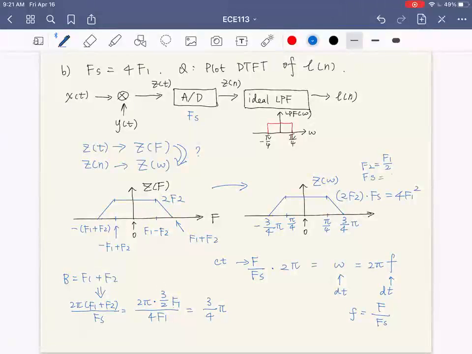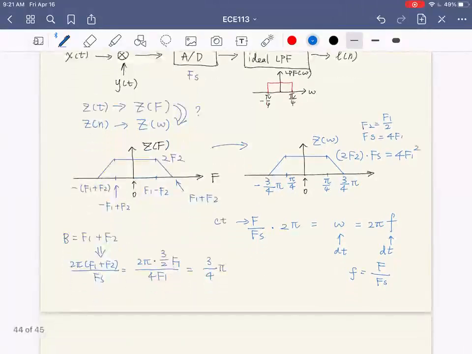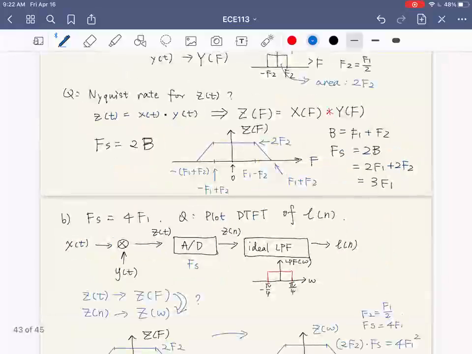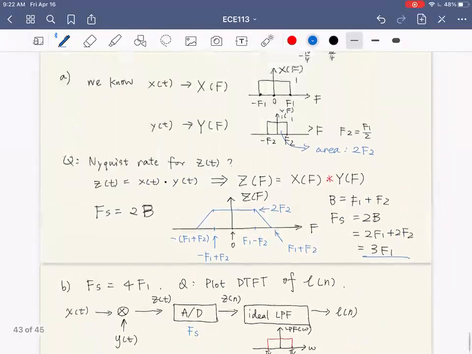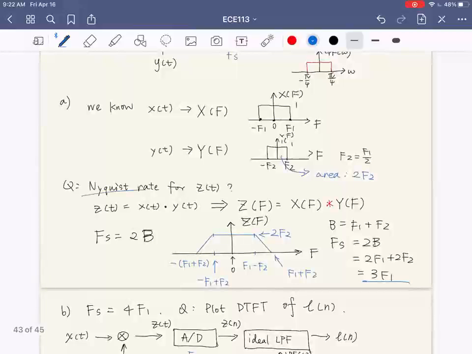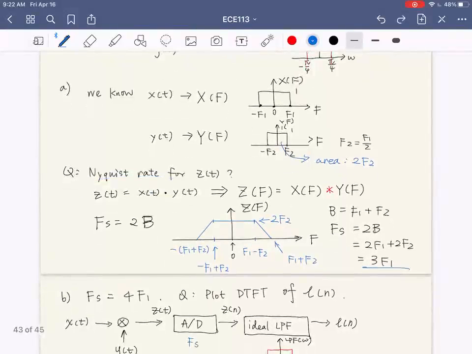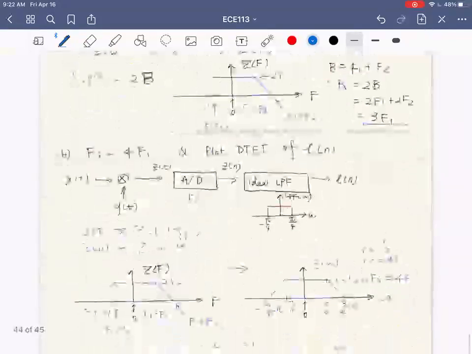Wow. Okay. Any problem up to now? Great. Wait, wasn't fs 3f1 instead of 4f1? Or is this problem different? You mean here? Yeah. Oh, sorry. So in question 1, we are calculating the Nyquist rate. Yeah. So thanks for reminding. I will change it to another notation for the Nyquist rate. Thank you so much. So it is not confusing now.